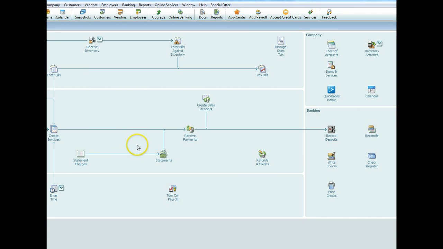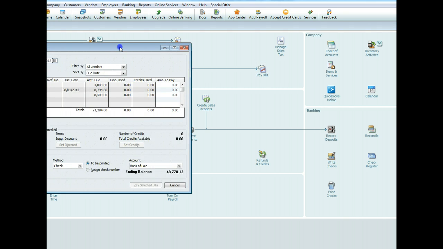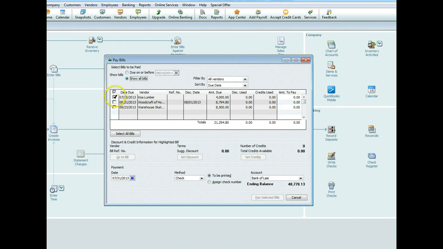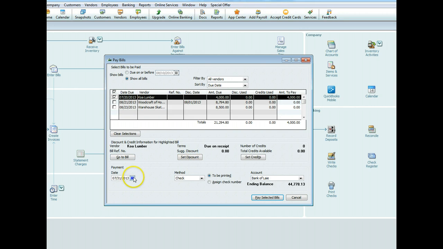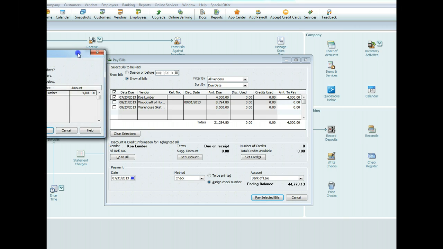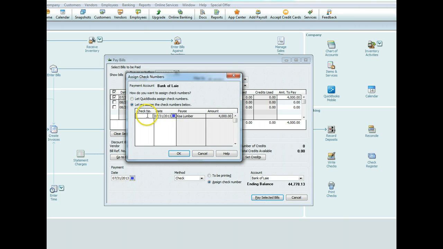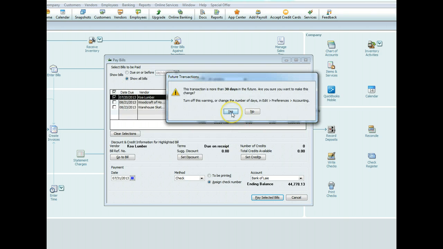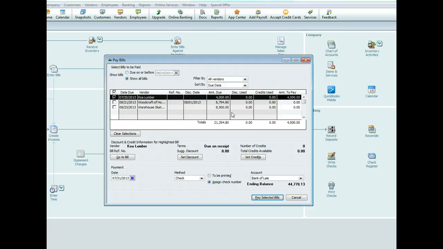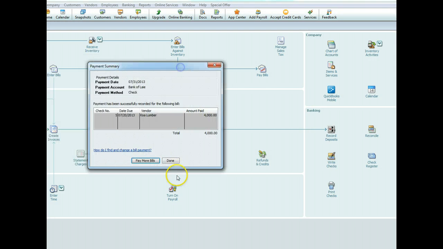Done. Finally, you pay the lumber bill with check number 5. So let's pay bills. And Koa lumber. Due on receipt. It's the 31st. Assign check number. So we'll pay the bill. It's going to be check number 5. In the amount of $4,000. Everything looks good. So we've now paid that bill.